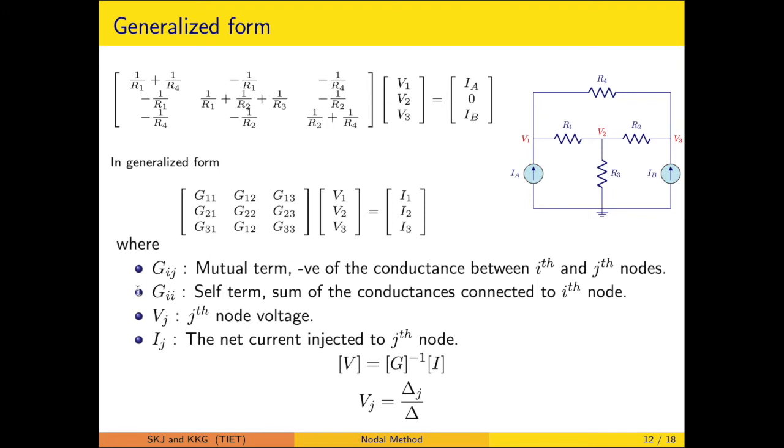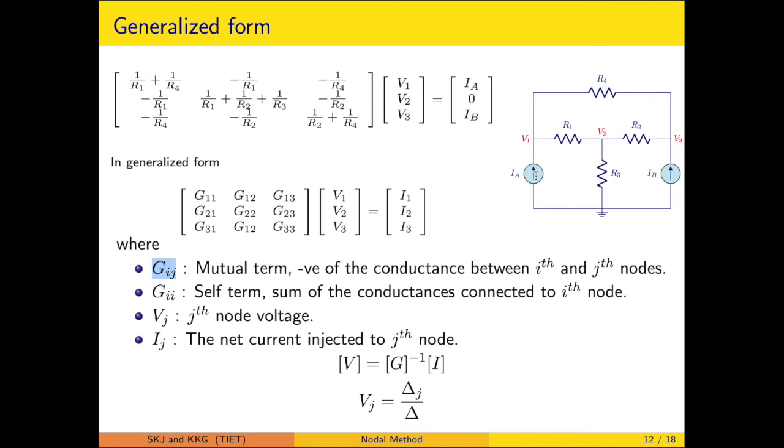So when we are able to standardize the term Gij, where i and j are different, that is the mutual term, which is the negative of the conductance between the ith and the jth node. Similarly Gii, which is a self term, is the sum of the conductances connected to the ith node. Vj is the jth node voltage with respect to the reference, and lastly Ij, as per this nomenclature, is the injected current into the node. It is the current which is injected into the node.